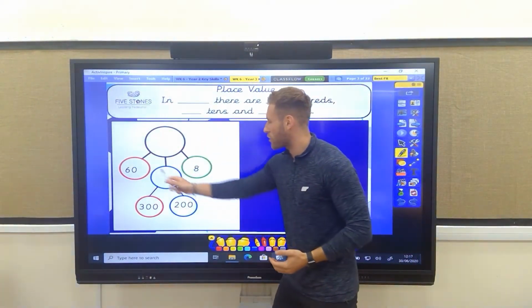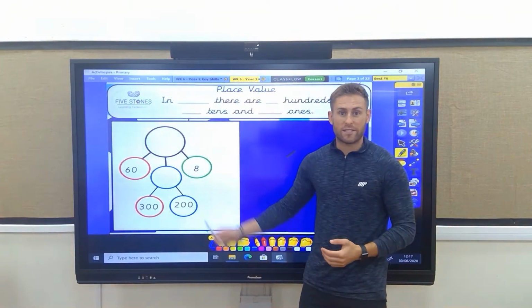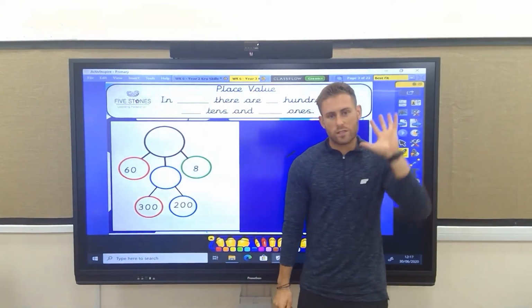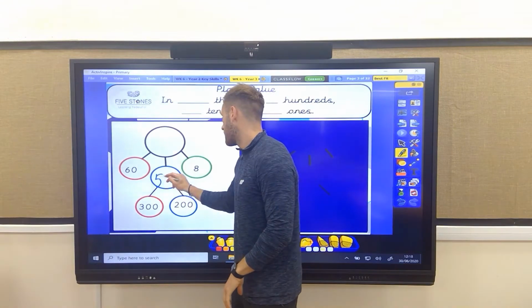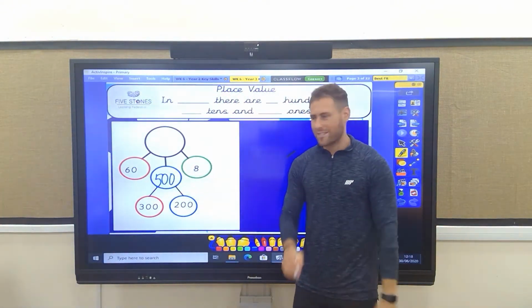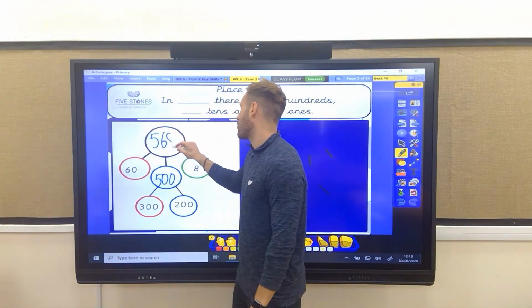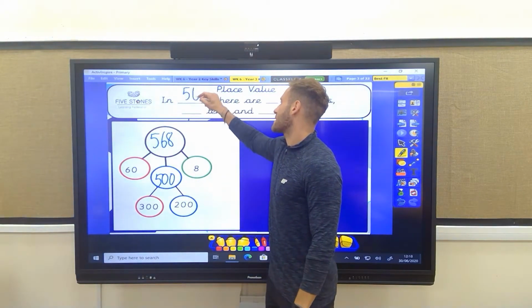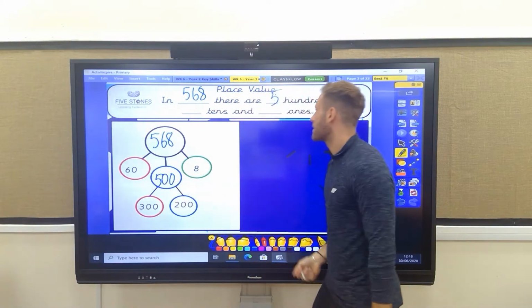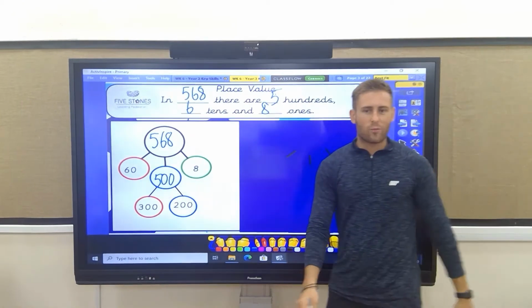Again, we haven't got our whole. We've got some of our parts, but actually, we've got smaller parts that can help us with our missing part. So 300 and 200. We've got 300s, 200s gives us 500s. Now, we've got 60, 508. Reorder how we say that. 568. That helps us find our whole. So in 568, there are 500s. We can see our 500s. We can see our 6 tens. And we can see our 8 ones, can't we?